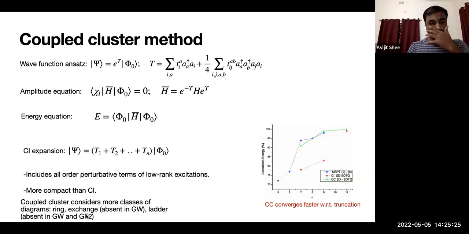And for GF2, only up to second order ring and exchange diagrams are there. So there are definitely more classes of diagrams in coupled cluster theory.